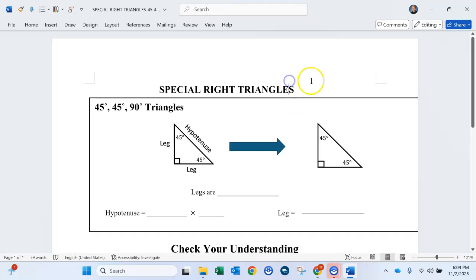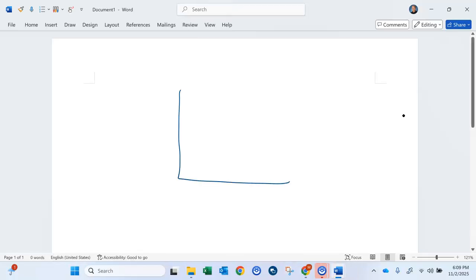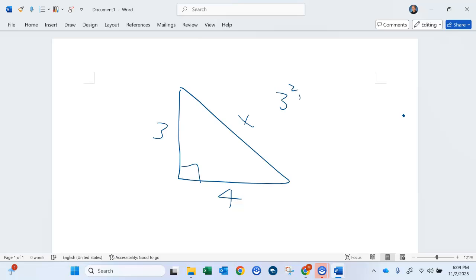Okay, so here's the first thing. If we have a triangle that goes like this, right? If we have, say, 3 and 4, and we're looking for x, we can always go 3 squared plus 4 squared. Don't take these notes, you don't need to, right? And then we can get x squared, and we can put this together, and we would get 25 equals x squared. We can do that. X equals 5, right? We can do that.